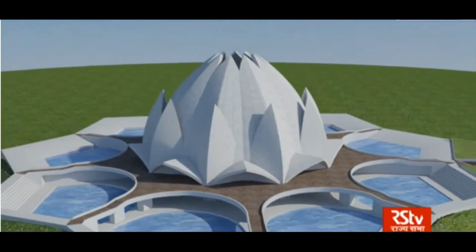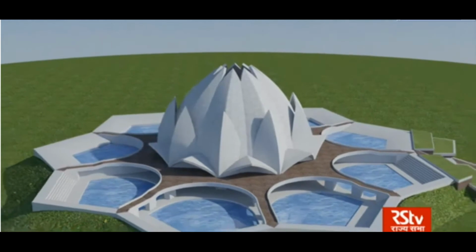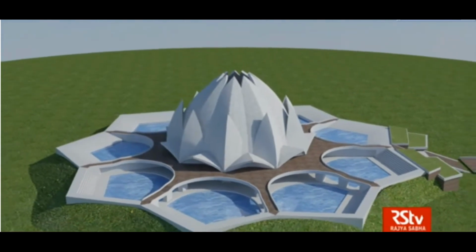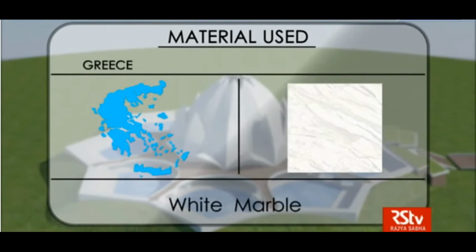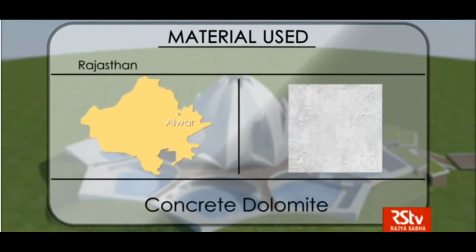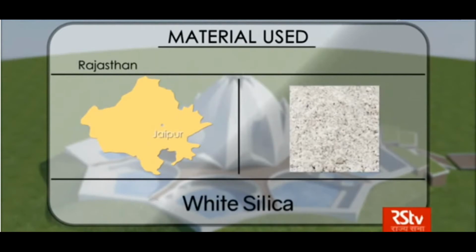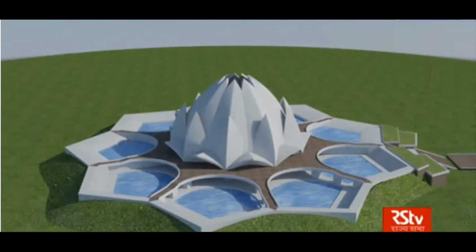Special building materials were used to build the structure: the white cement from Korea, white marble from the Pentelicon mines in Greece but cut in Italy, the concrete dolomite aggregates of Alwar mines near Delhi, and the white silica sand from Jaipur, India. The structure was built over a period of 6 to 7 years.